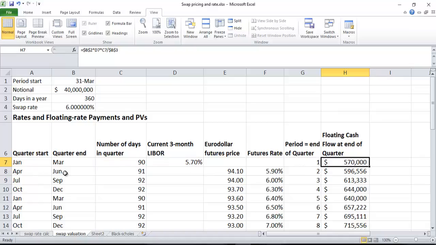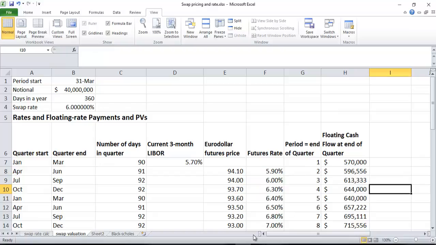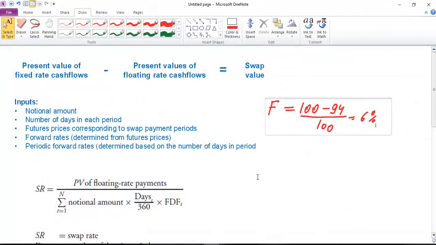Okay, so how about the second one? Well, it's going to be similar. So 5.9% prorated. In other words, 5.9% multiplied by 91 divided by 360 multiplied by 40 million would give you 596,556.